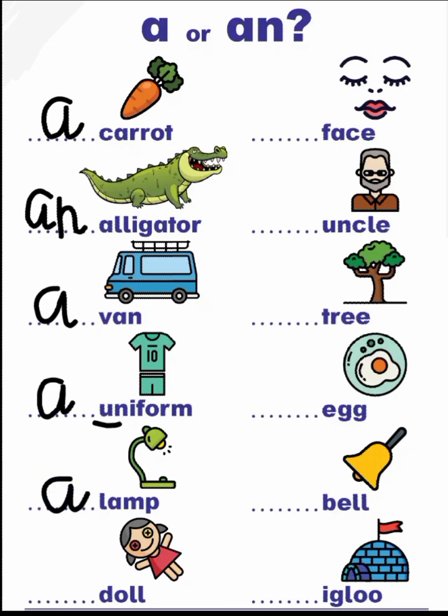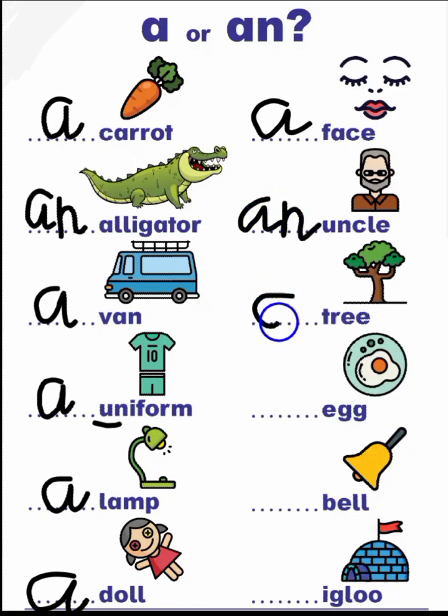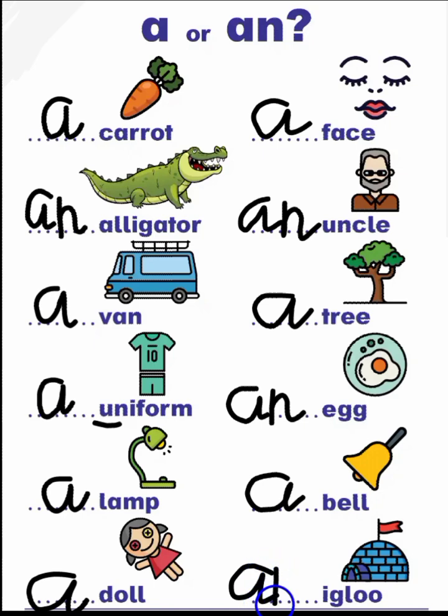A lamp. A dog is a consonant sound. A face is a consonant sound. An uncle is a vowel sound. We use an uncle. A tree. An egg, because egg is a vowel sound. A bell is a consonant sound. Igloo, that's a vowel sound, so we say an igloo.